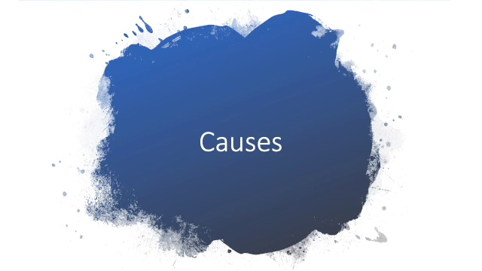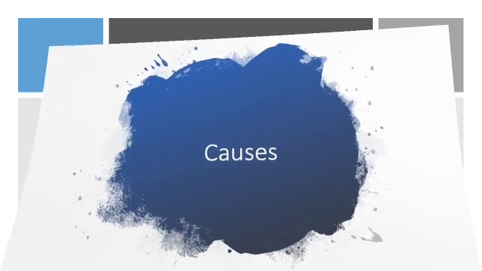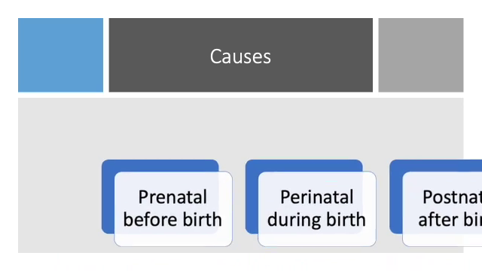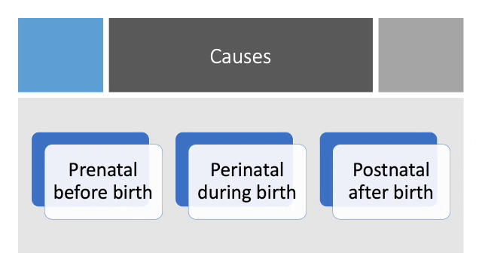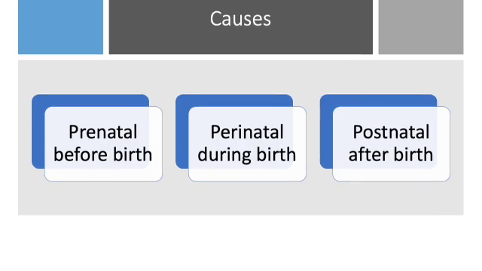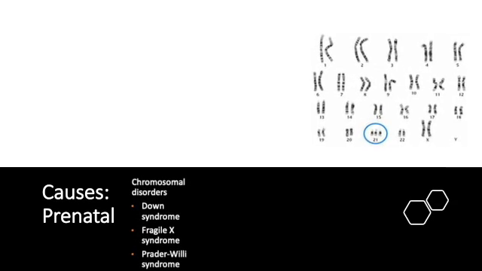Next, we have causes. Looking at causes, there are three areas we're going to focus on: prenatal, which is before birth, perinatal, which is during birth, and postnatal, or after birth. First, let's look at prenatal.